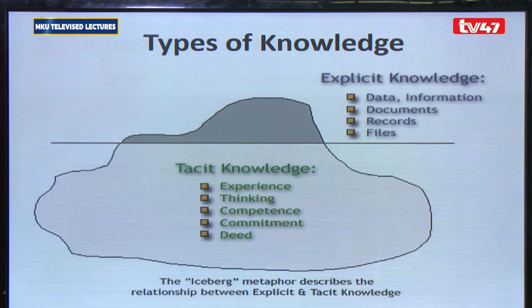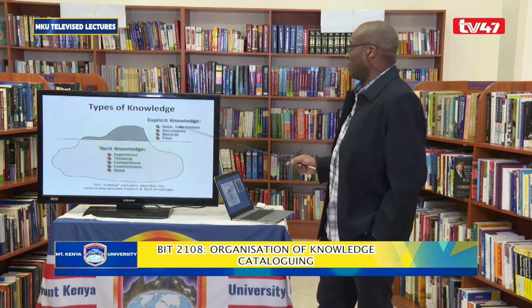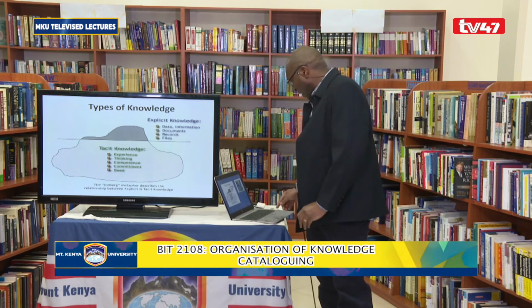Then there is tacit knowledge, the knowledge that is intrinsic. For example, experience, thinking, competence, commitment, and deed. These are very difficult to codify or to write down, because something like experience is very difficult to write down unless somebody puts it in writing. So the knowledge that is very easy to organize is the one that is explicit, the one that is written down, and it is codified.